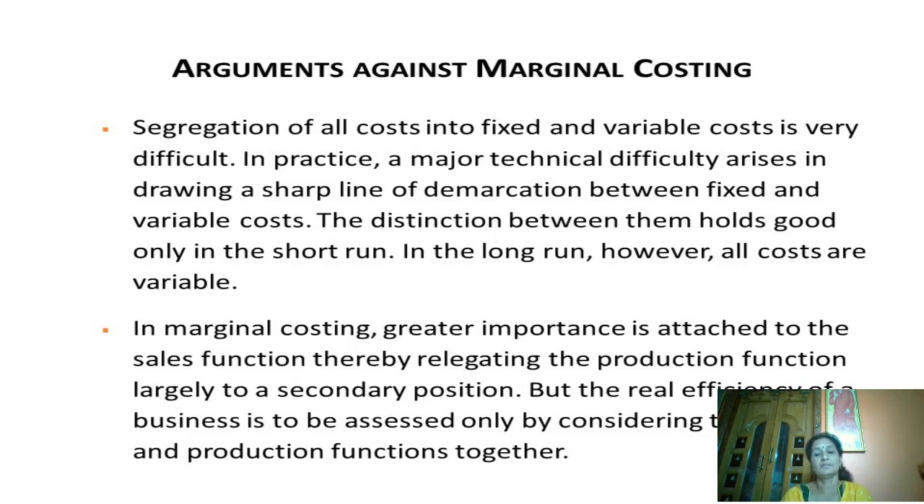In marginal costing, the main criteria are variable and fixed cost. It starts with variable cost and fixed cost. So it's very difficult to segregate the fixed and variable cost. Segregation of all costs into fixed and variable is very difficult, and in practice, it's a major technical difficulty, like drawing a sharp line of demarcation between fixed and variable.